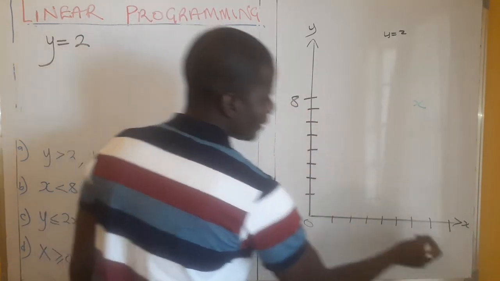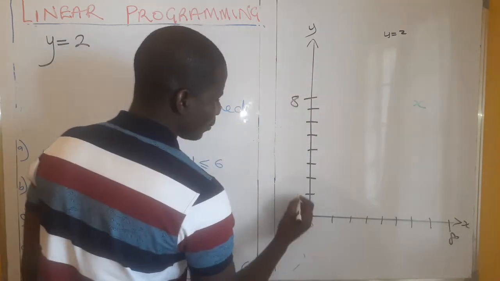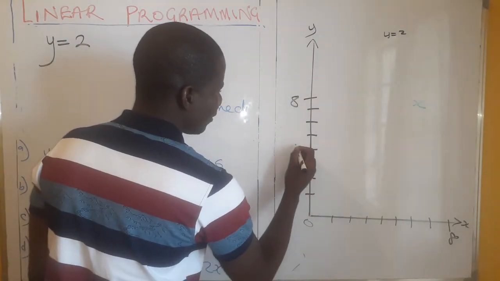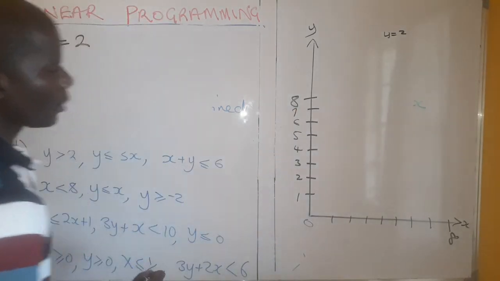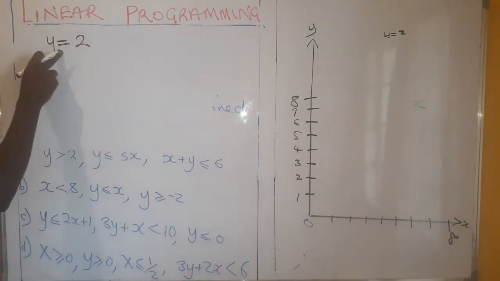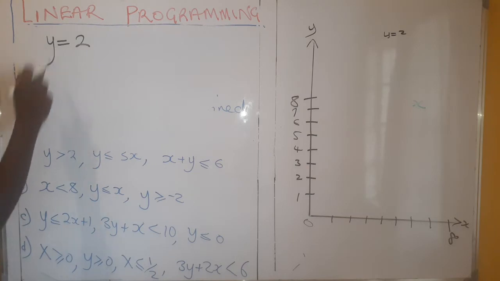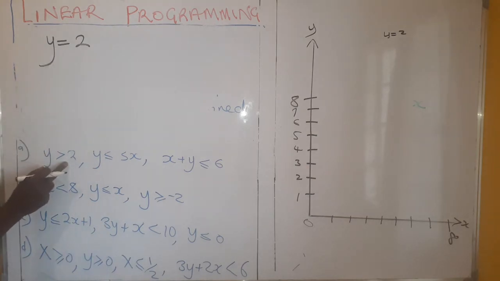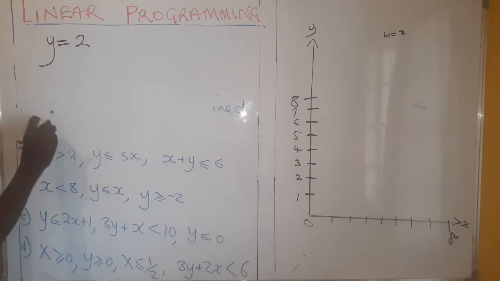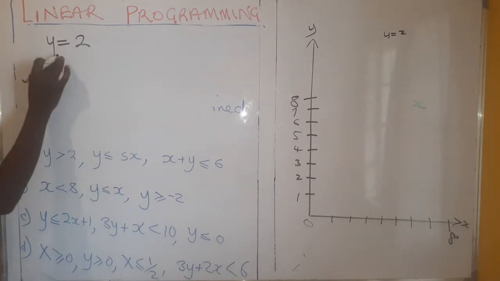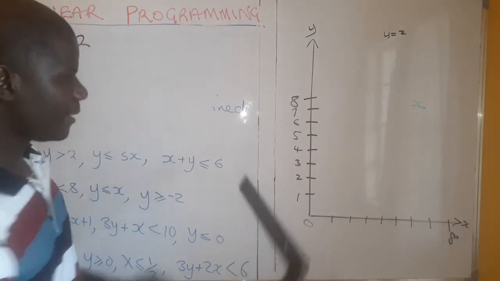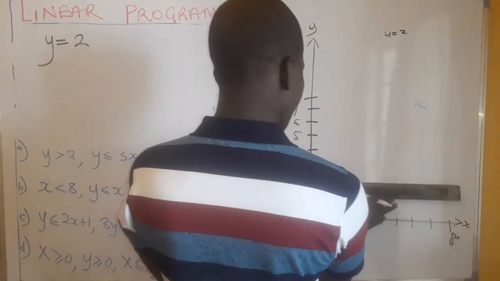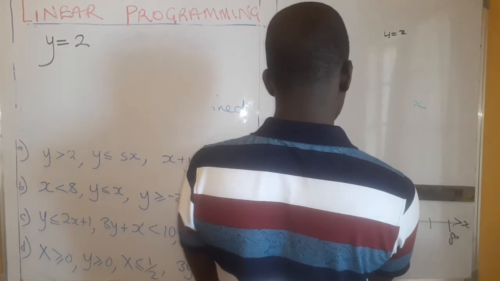This is our 8, this is our 0. We have 1, 2, 3, 4, 5, 6, 7 there. So now, let's look at the first one. This is where we are coming from. I hope you are following me. In terms of an equation, this is y is equals to 2. Where do we have this case? We have it here. This is where we have y is equals to 2.